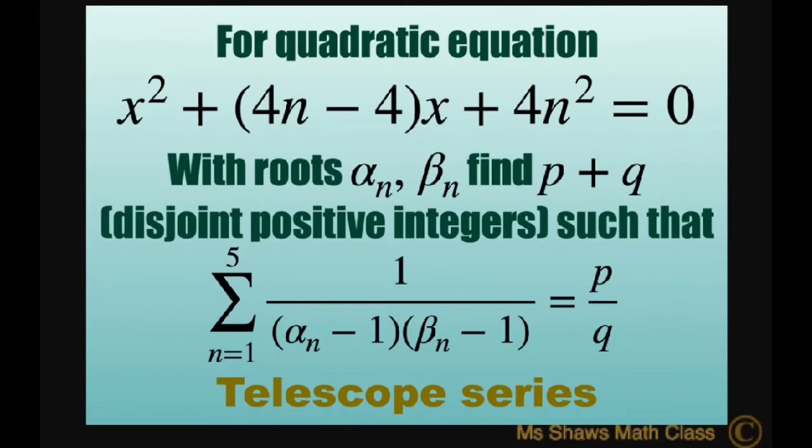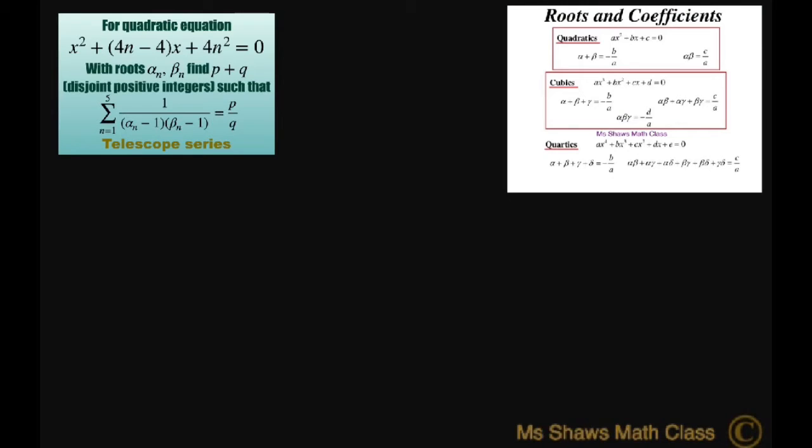Everyone. For the given quadratic equation with roots alpha and beta, we're going to find p plus q such that the sum from n equals 1 to 5 of 1 divided by (alpha sub n minus 1) times (beta sub n minus 1) equals p divided by q. All right, so there's a lot going on here.